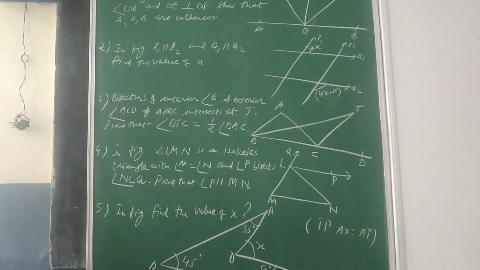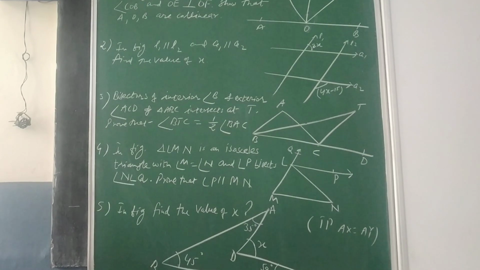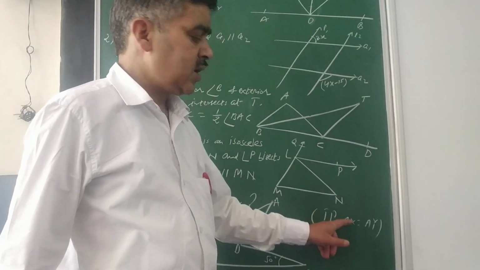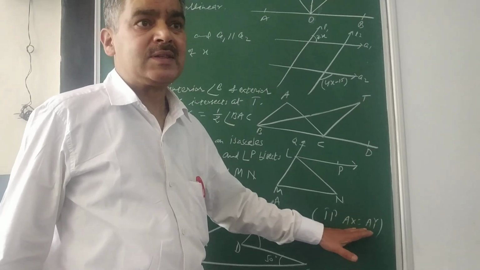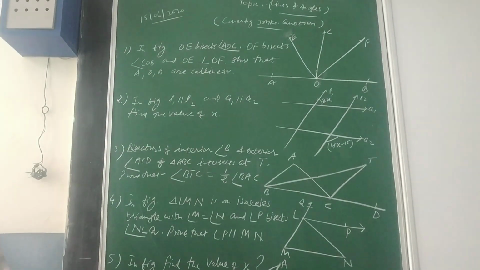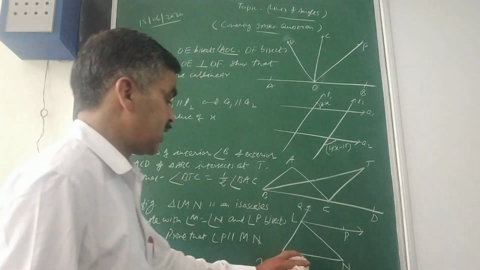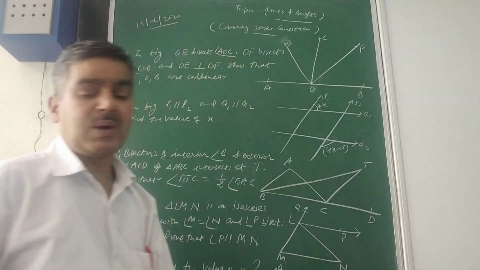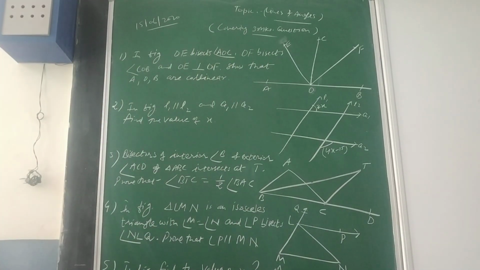Do that correction first. In the previous assignment, question number 3, I am making that correct here. You have to prove AX is equal to AY. That error is there in question number 3. Now let us talk about this assignment, that is your lines and angles, covering the 3 marks question. That is your section C question.